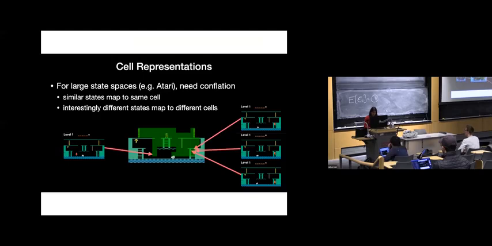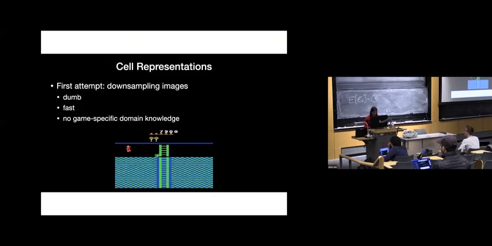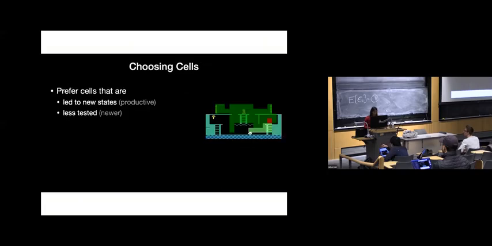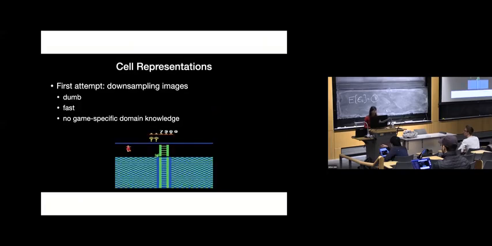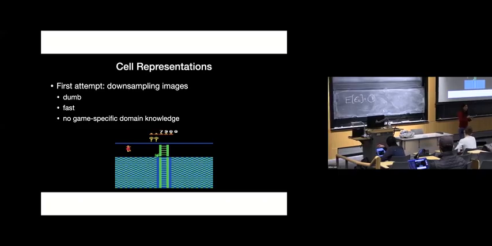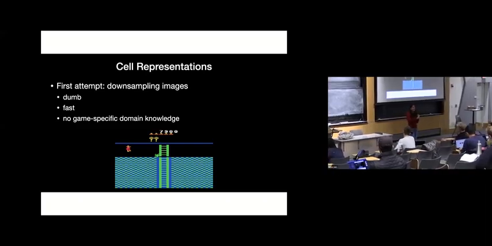Here, they did this one. They just downsample the image, and that's it. It's kind of dumb and fast, and it doesn't use any game-specific knowledge. I'll show you how adding some domain knowledge helps in a little bit, and this domain knowledge is which room number you are in, and whether you have a key or not. Knowing which room number you are in means that you will never conflate two states where one is room number 1 and the other is number 10. So this is very important information that I give you as an oracle.